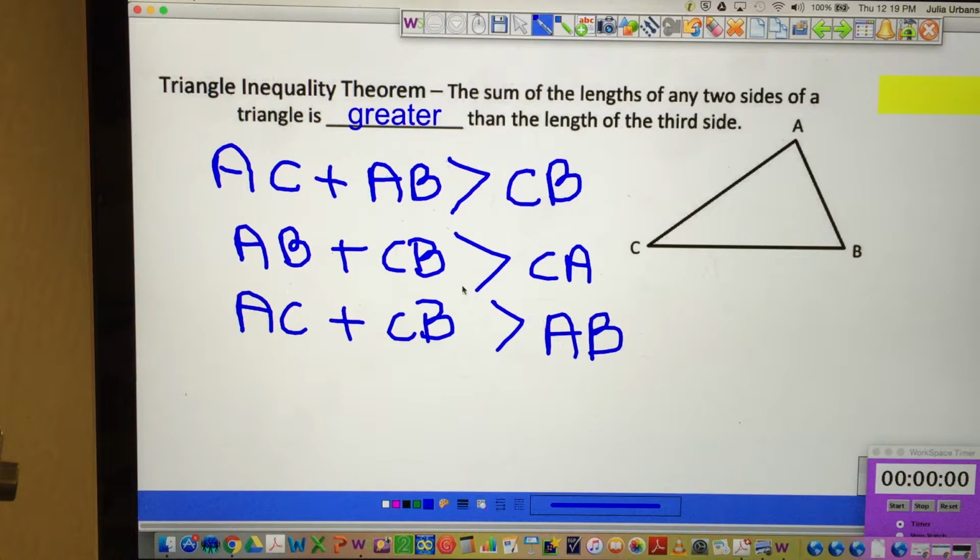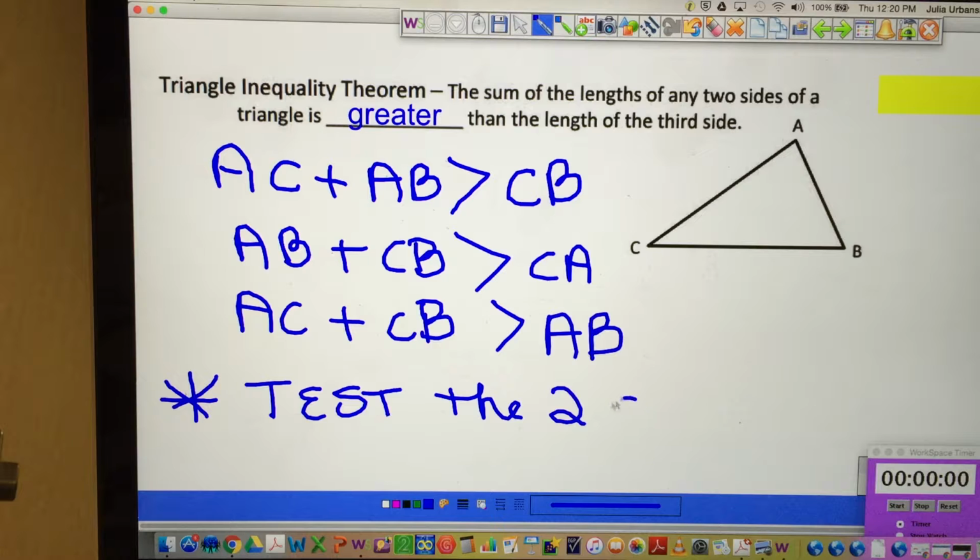Okay? Now, that's true, but it's going to be a pain to try to test all three of those. So I'm going to save you a lot of time by giving you this. Write this down. In order to prove this rule, that's a little star, you only have to try two sides. You test the two shorter sides. Okay, so you don't have to test all of the different possibilities, you just find the two shortest ones. If it is bigger than the third side, then you're good. It's going to make a triangle.